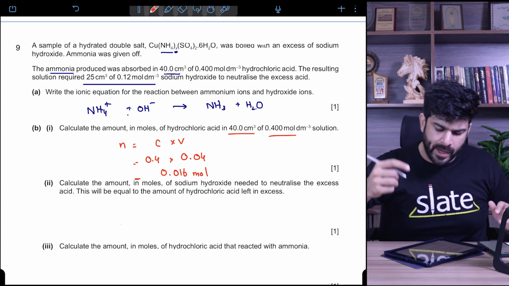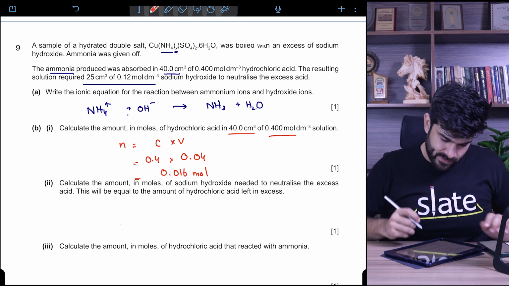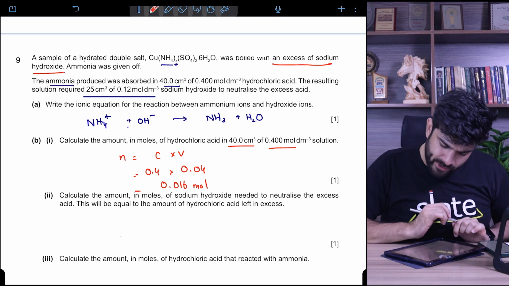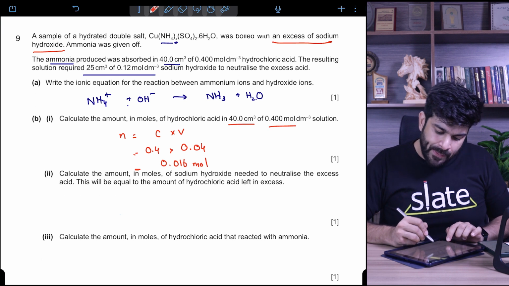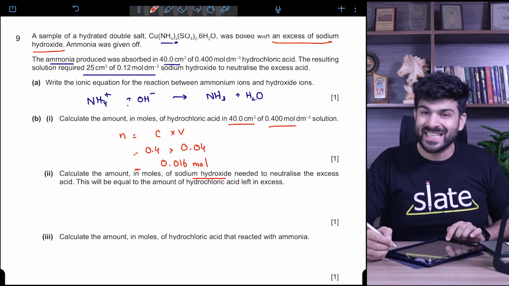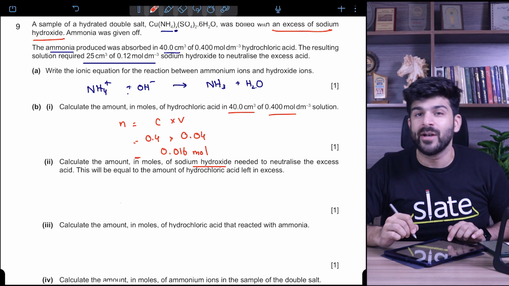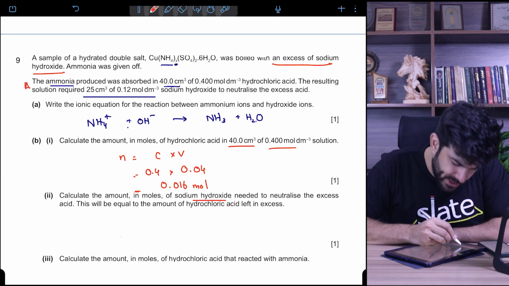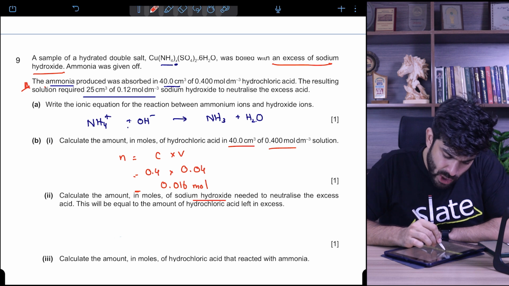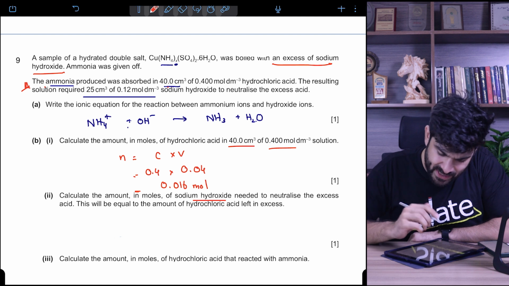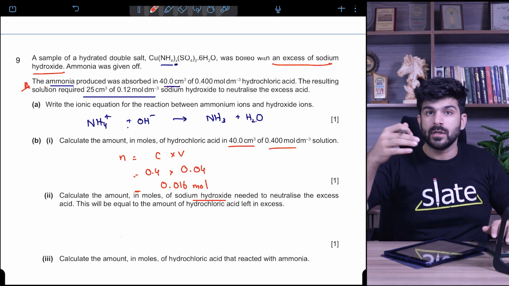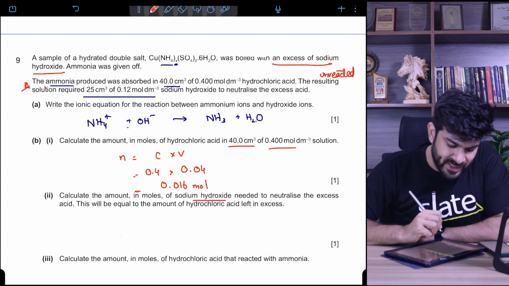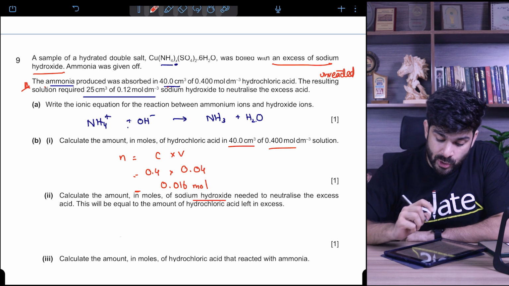Again, calculate the amount in moles of sodium hydroxide needed to neutralize the excess acid. Now, here, it was boiled with excess sodium hydroxide. So calculate the amount in moles of sodium hydroxide needed to neutralize the excess acid. This will be equal to the moles of hydrochloric acid left in excess. Here we see, if we have to read it again: the ammonia produced was absorbed in 40 centimeter cube of 0.4 mole per dm³ of hydrochloric acid. That's in excess. The resulting solution, the unreacted, here we are talking about unreacted, required 25 centimeter cube of 0.12 mole per dm³ of sodium hydroxide to neutralize the hydroxide ions.